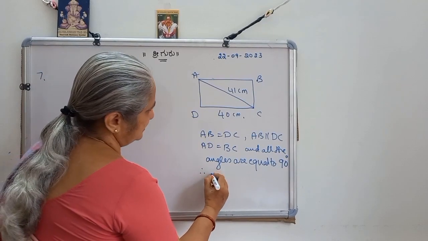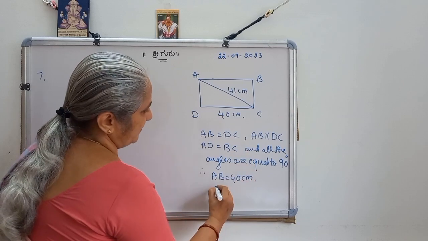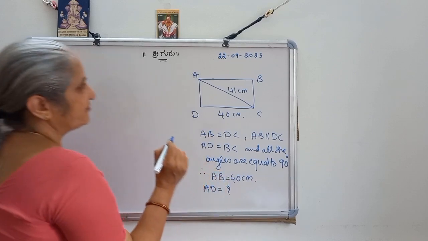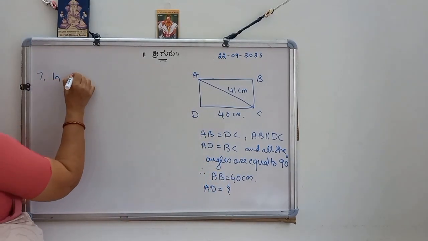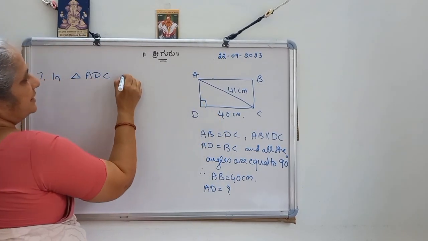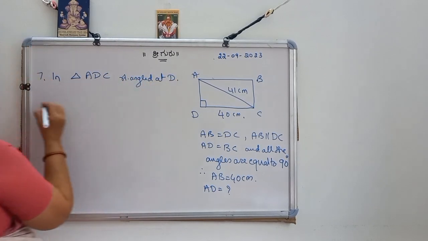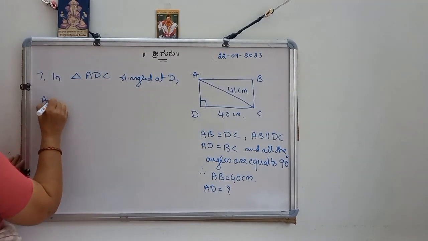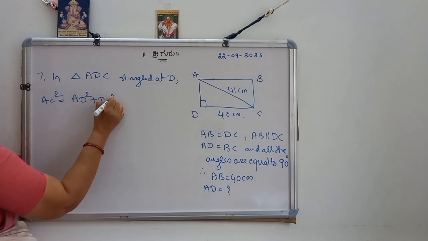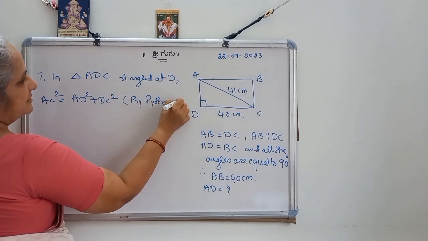Therefore, AB is equal to 40 centimeters. Now to find AD, in triangle ADC, right angled at D, AC square is equal to AD square plus DC square by Pythagoras property.